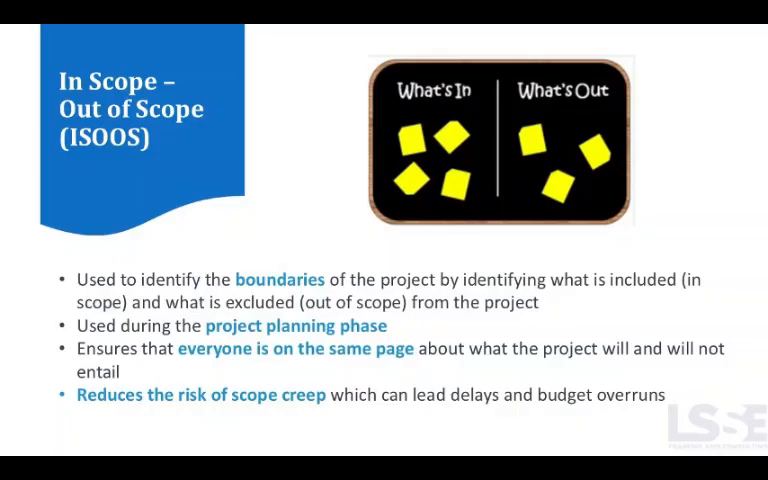Here's why this matters. It's used during the project planning phase, so everyone enters the project with the same understanding of its limits. It ensures alignment across the team. No assumptions, no surprises. And critically, it reduces the risk of scope creep, the tendency for projects to gradually expand beyond their original intent, which can lead to delays and budget overruns. Think of ISOOS as drawing a line in the sand. Once that line is drawn and agreed upon, your team can focus their energy where it counts.